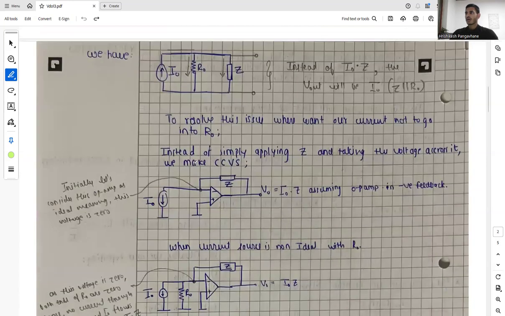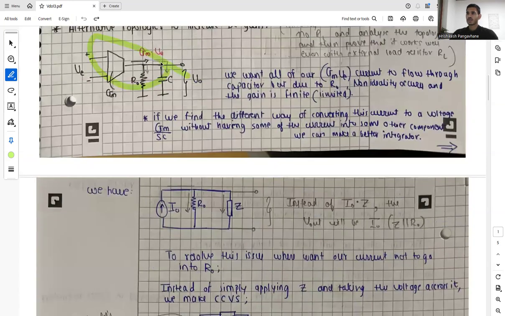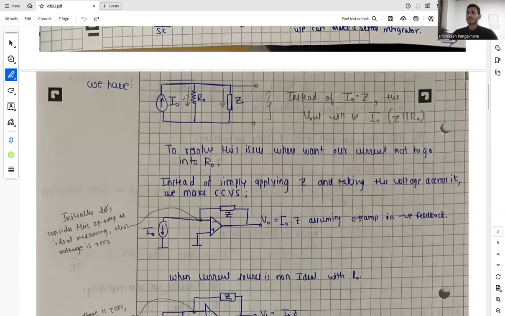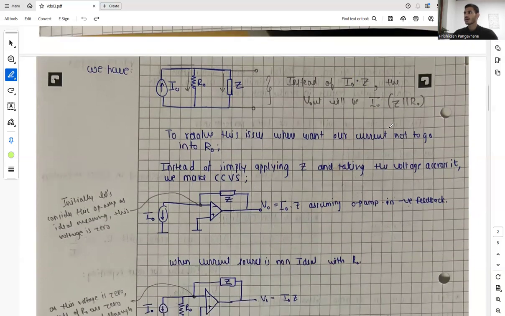Now let's analyze this situation. What we have is a current source, we have R naught, and we have some resistive load Z. We are expecting that all our current should flow through Z and we should get I naught Z as voltage, but in reality Vout will be I naught times Z parallel R naught, and thus the gain is limited as we saw earlier. So to resolve this issue, we want our current not to go into R naught. And how can we do that?